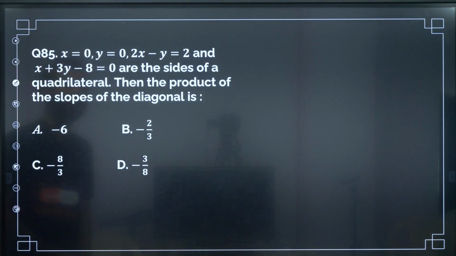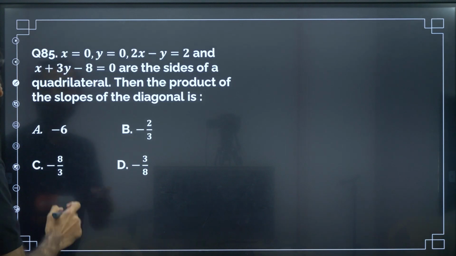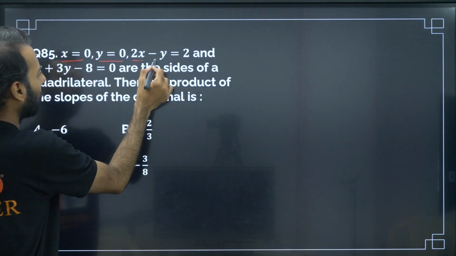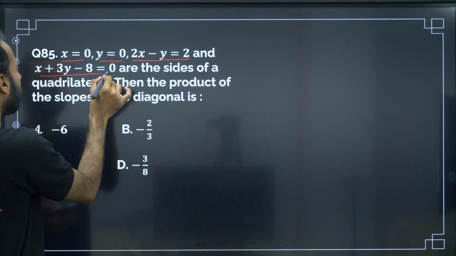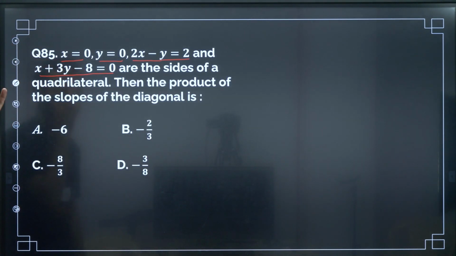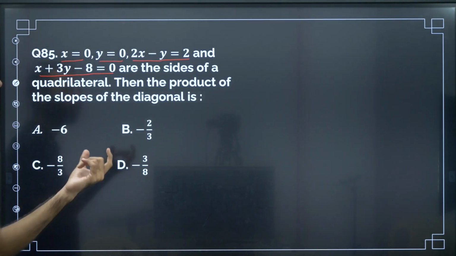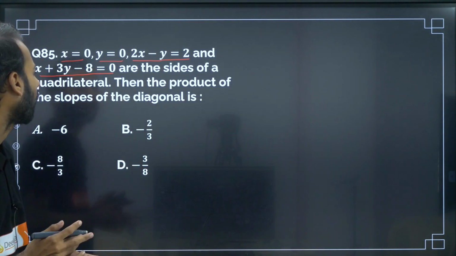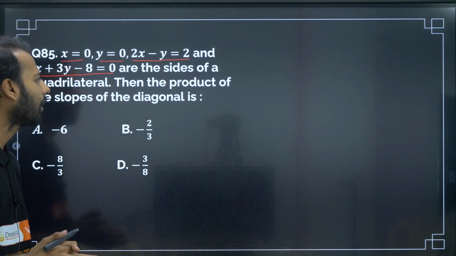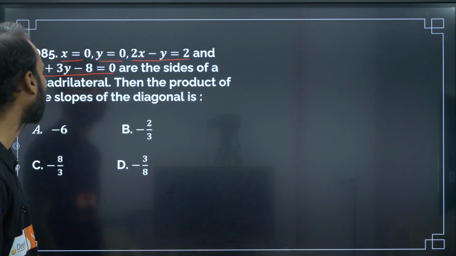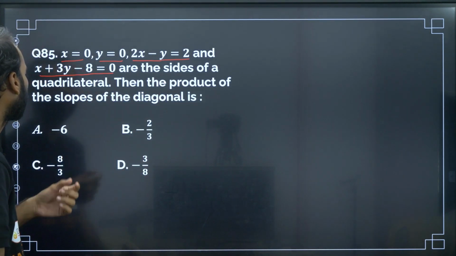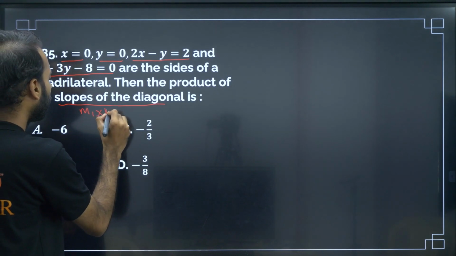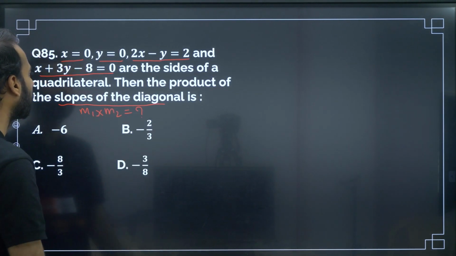If x is 0, y is 0, 2x minus y, some equations they have given. See here, x is 0, okay, y is 0, 2x minus y, some equation, and these are the sides of a quadrilateral. Now to get this we have to draw graph. In exam you draw quickly. Here for understanding, neatness and all those things I have to take care. Then the product of slopes of diagonals, m1 into m2, they are asking to find this.